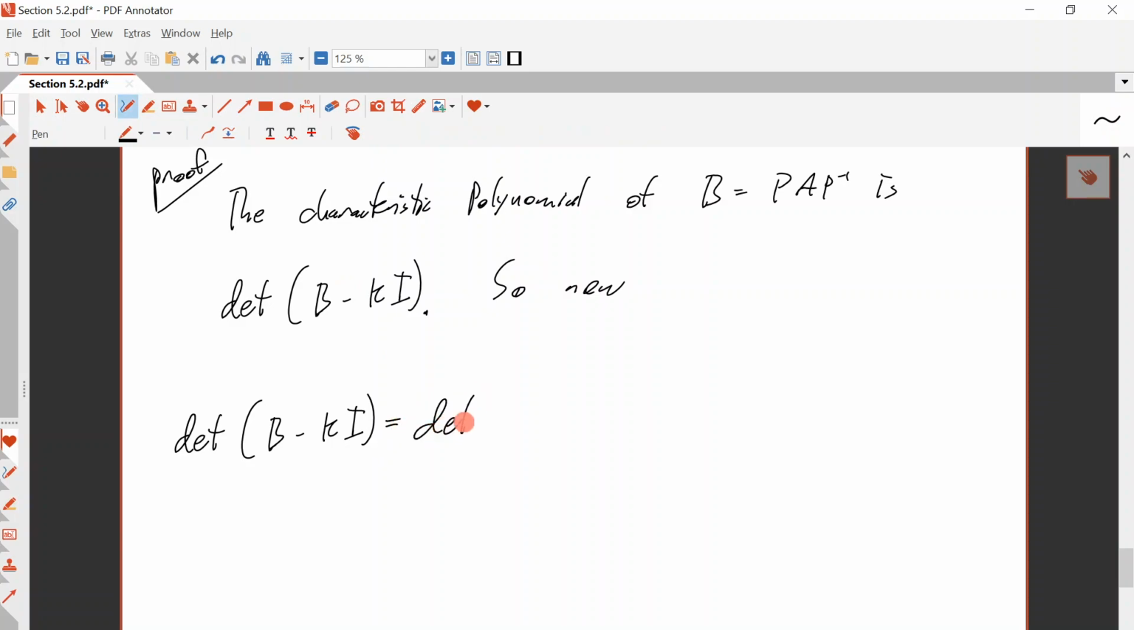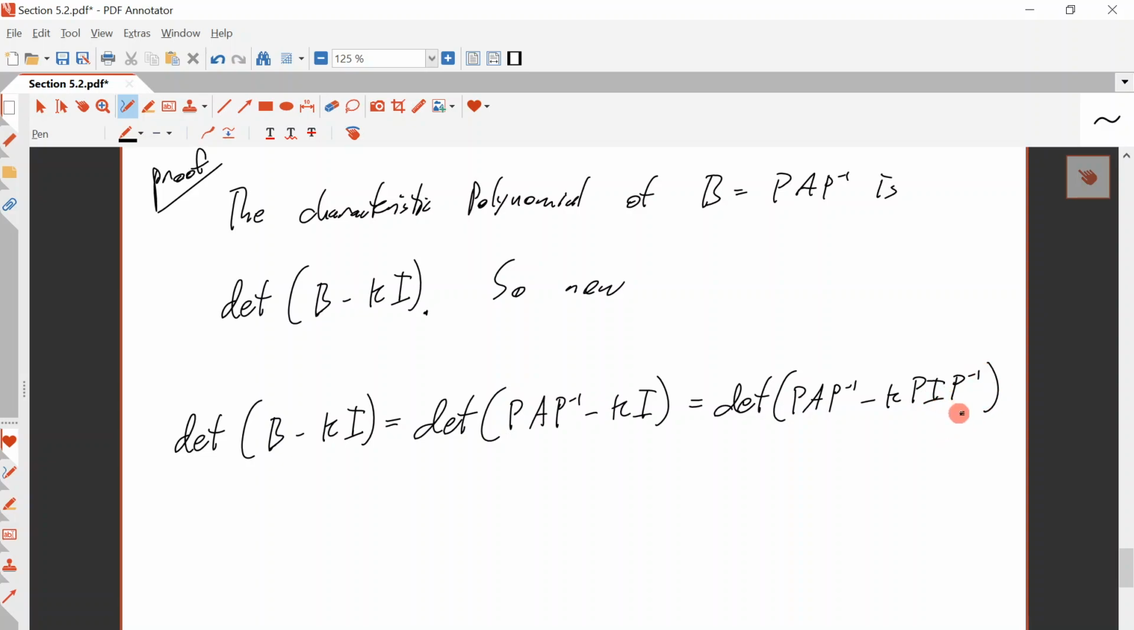The determinant is B equal to PAP inverse, which is similar to A minus KI. But I is equal to PIP inverse, right? Because I times any matrix is the same matrix back. PIP inverse is equal to, well, P times I is P, P times P inverse is equal to I. So why don't we write that down?